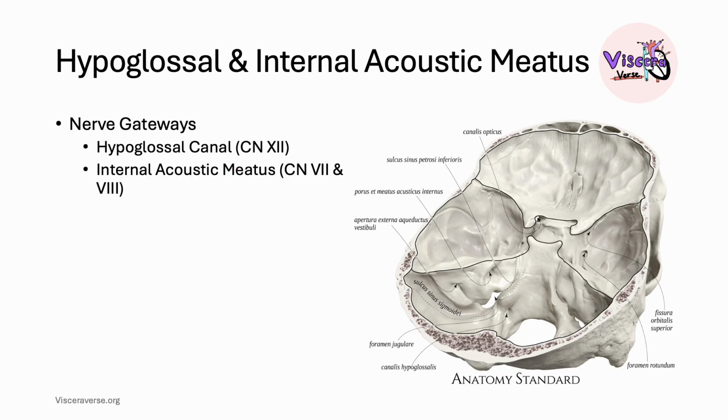Flanking the jugular foramen that we just talked about are critical nerve passages. The first one, a bit medial and inferior to it, is the hypoglossal canal, from where cranial nerve 12 passes. Another important foramen here is the internal acoustic meatus, and it's located right here, and from there pass two important nerves: cranial nerve 7, the facial nerve, and cranial nerve 8, the vestibulocochlear nerve.